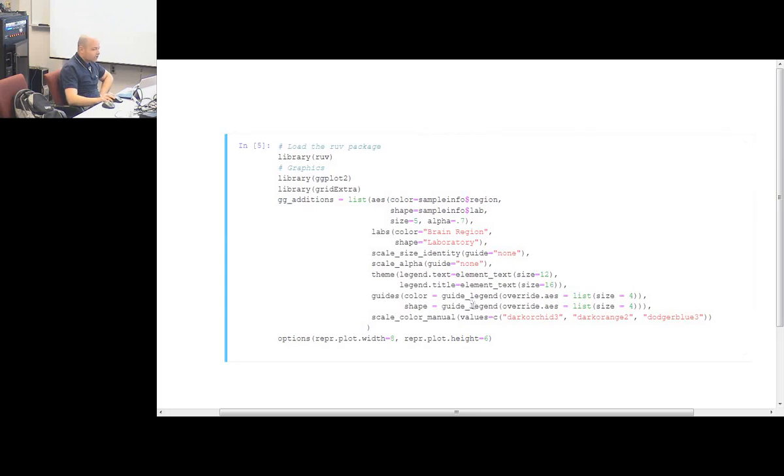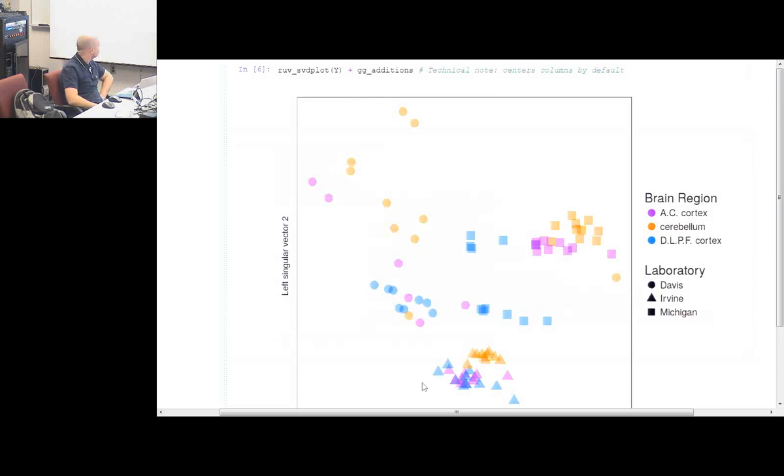Here I load the RUV package and set a couple graphical parameters. Okay, here I've got a PC plot of the data, and I have it colored by brain region. So the 3 colors are the 3 different brain regions. And then the plot symbol I've got for the laboratory.